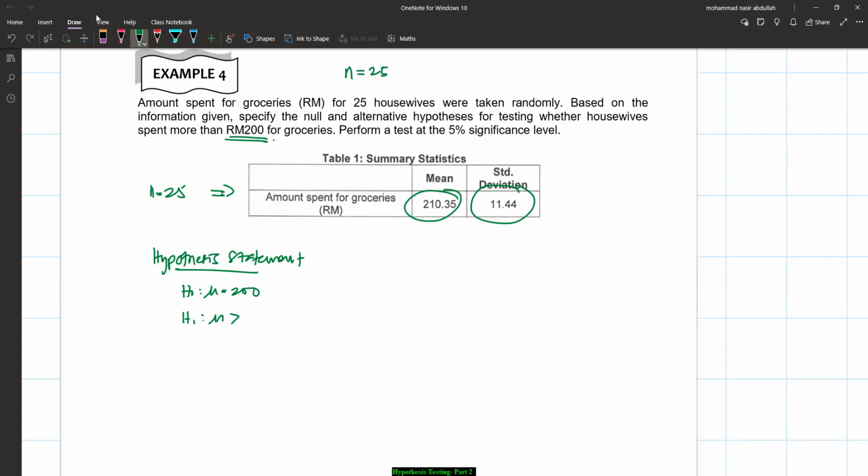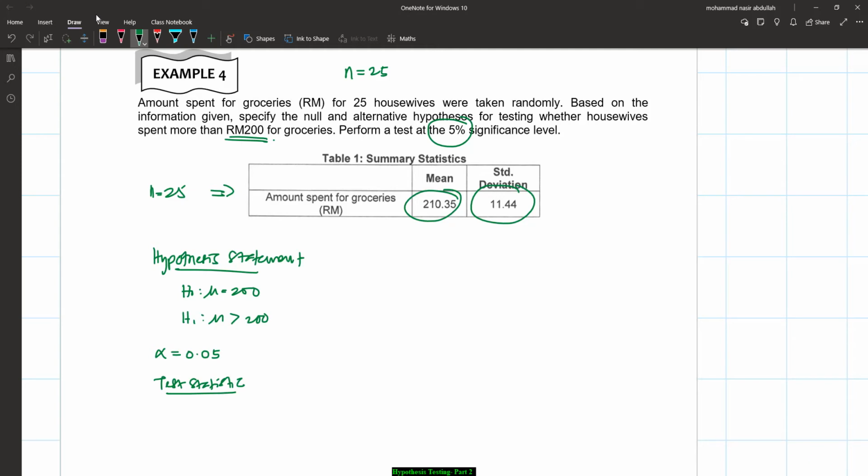More than or equal to 200 ringgit, the statement says spend more than, right? So alpha is equal to 0.05 because we want to perform a 5% significance level, right? And the test statistic that we're going to use, so look at the statement.